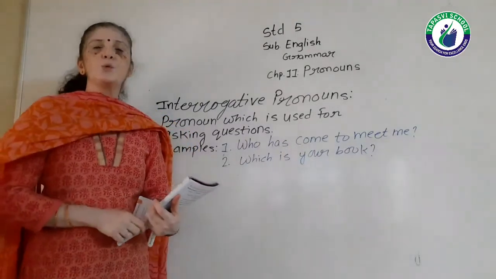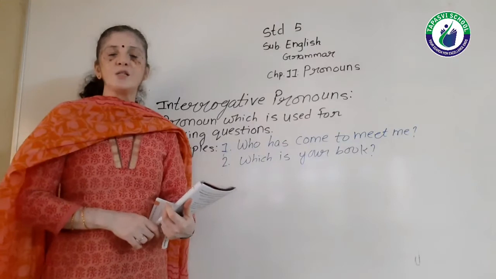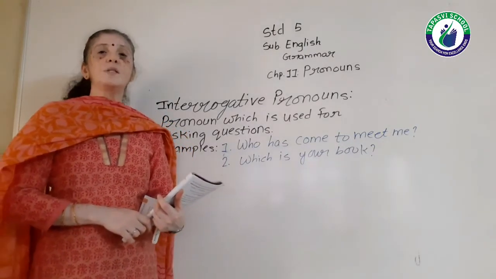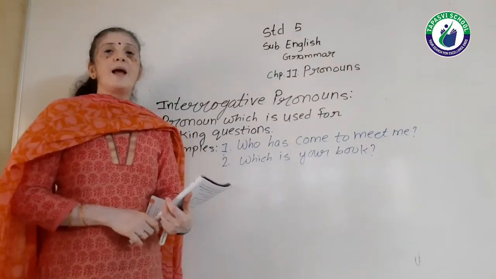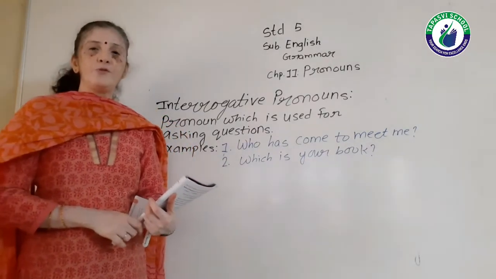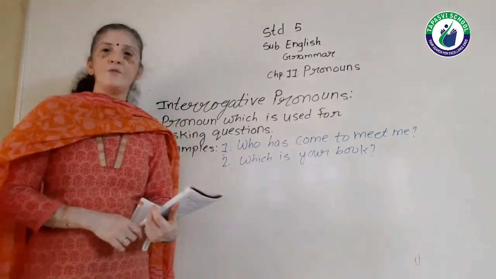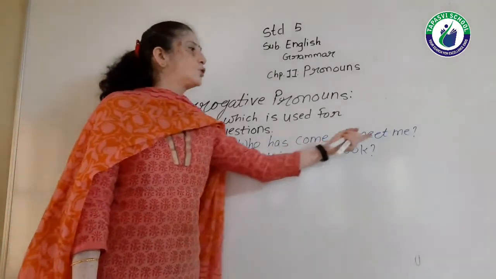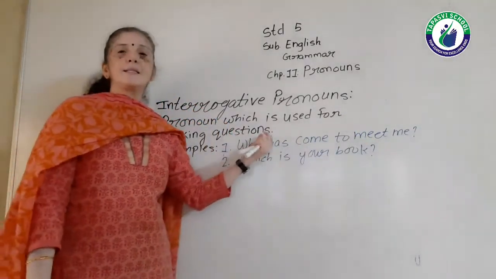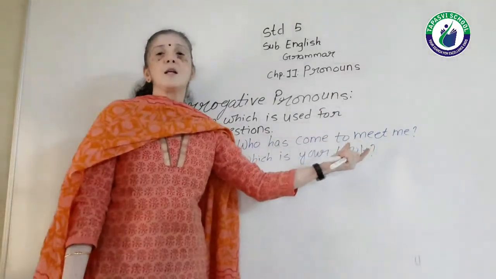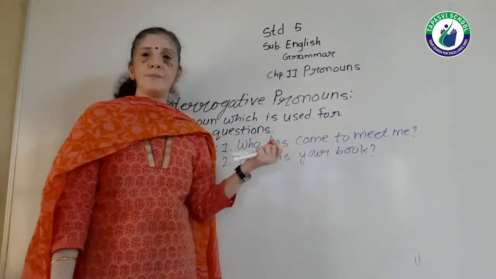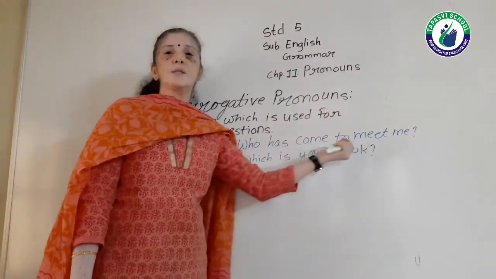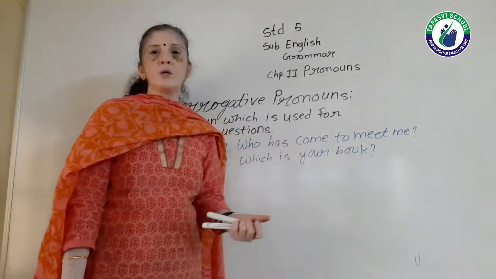Now who is used for the person and which is used for the thing. Be careful when you use question words, right? At that time you have to be careful, who is used for the person and which is used for the thing. For example, here, who has come to meet me? Here who stands for some person, right? So the word which stands for some noun is called pronoun. So here who stands for some person. So it is called interrogative pronoun.